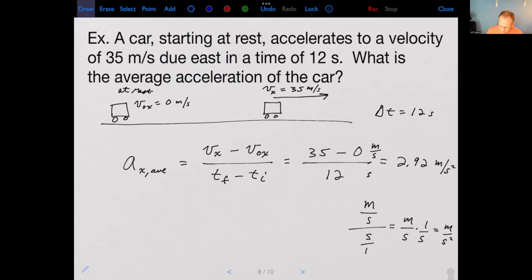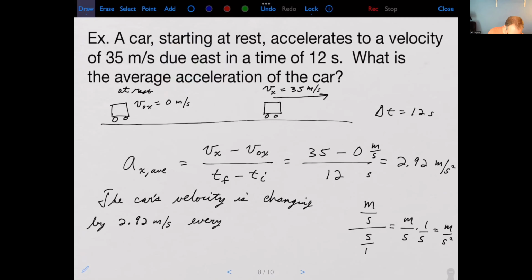Now, what does this mean, the 2.92 meters per second squared, if that's the acceleration? It means that the car's velocity is changing by 2.92 meters per second every second. Okay, so you can interpret this. You could say the car's velocity is changing by 2.92 meters per second every 1 second. Every second.